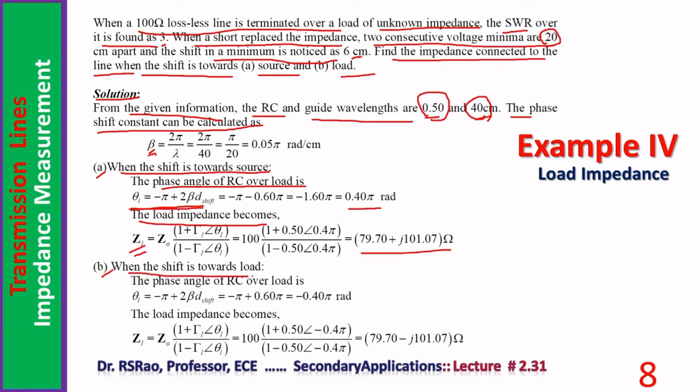B. When the shift is towards load, phase angle of reflection coefficient over the load theta L is, note here minus is considered, here plus is considered. That difference is there. The sign depends upon the direction of shift. If it is towards load, plus; if it is towards source, it is minus. So theta L is minus 0.40 pi radians. Magnitude of reflection coefficient is already computed. Now angle is available. ZL can be computed within no time.